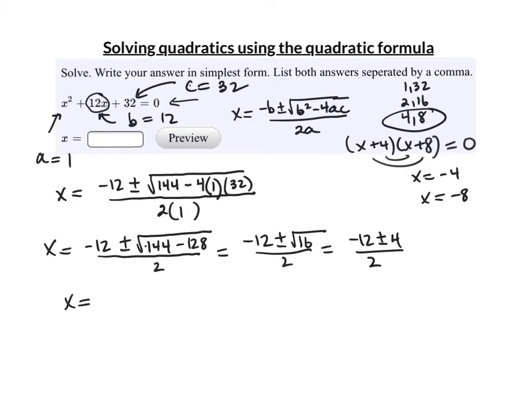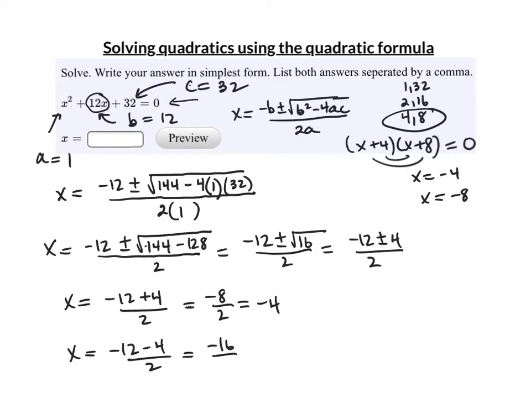Now there are two answers here. One is -12 plus 4 divided by 2, and the other is -12 minus 4 divided by 2. Well, -12 plus 4 is -8 divided by 2, and -8 divided by 2 is -4. -12 minus 4 is -16 divided by 2, and -16 divided by 2 is -8. And you can see I get the same two answers as I do by factoring.